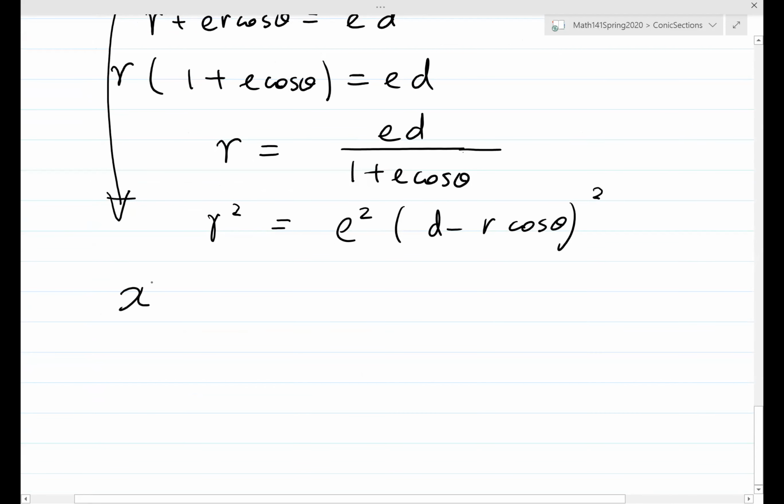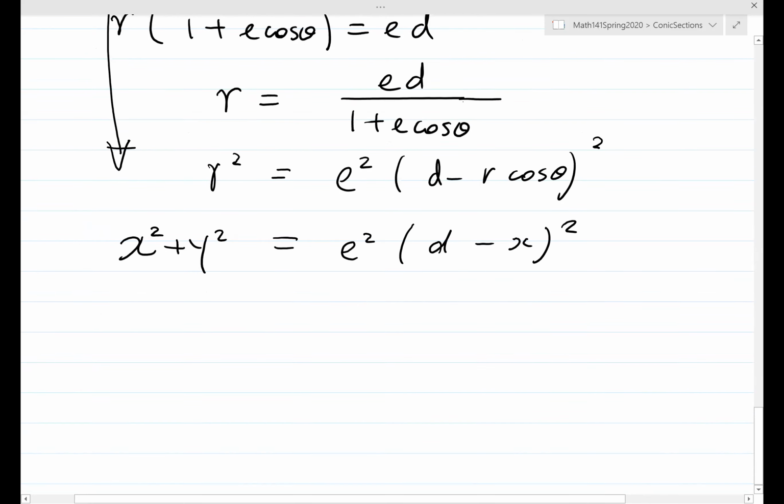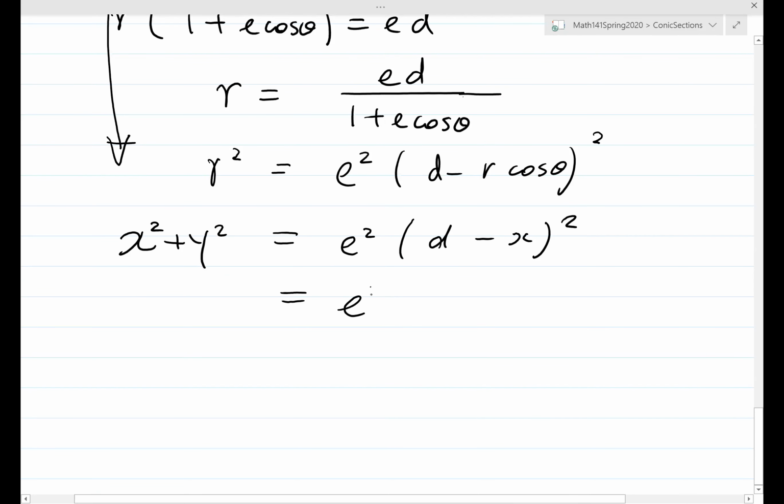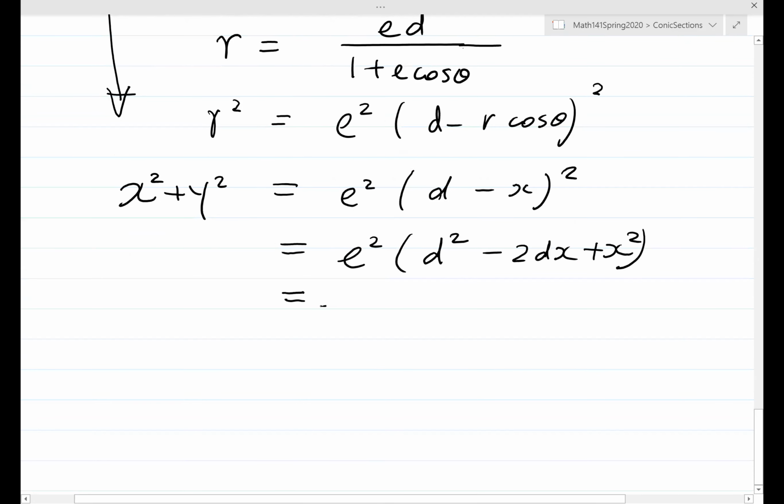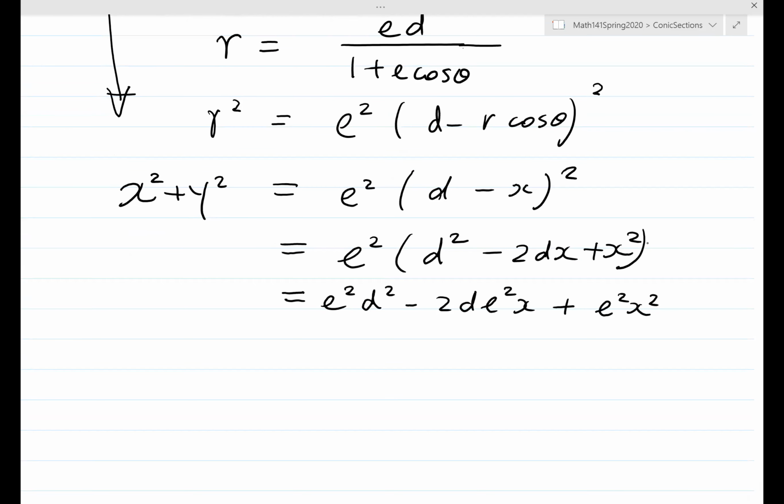So r squared will be x squared plus y squared, no problem. Now r cosine theta is just x. Then we expand this: d squared minus 2dx plus x squared. So this will be e squared d squared minus 2d e squared x plus e squared x squared. Then finally we do some algebra.